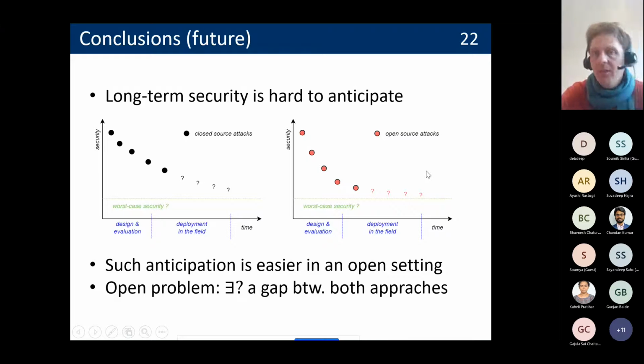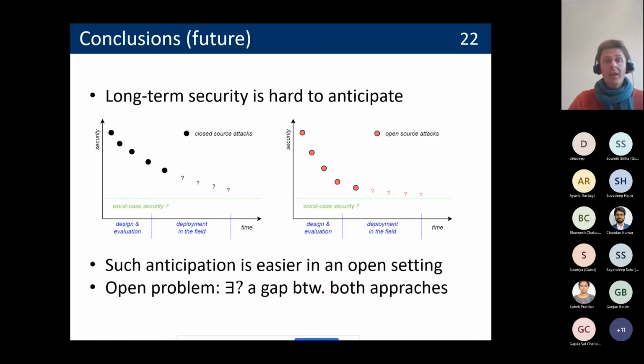If you give yourself the means of doing open source attacks, you will see the security decrease faster, which may look a bit negative, but you will have much more rapidly an indication of what is the worst case security level, which means you will limit the risk of bad surprises after the deployment of a product. And in general, this anticipation is interesting for designers and much easier in an open setting.